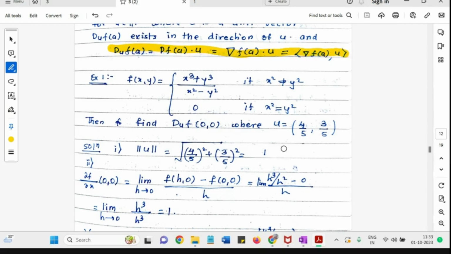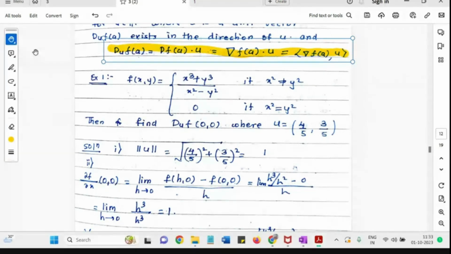The directional derivative is given by the dot product of the gradient of f at a and the unit vector. I have already proved u is a unit vector, so my unit vector is ready. I just need to calculate the gradient at the point A.